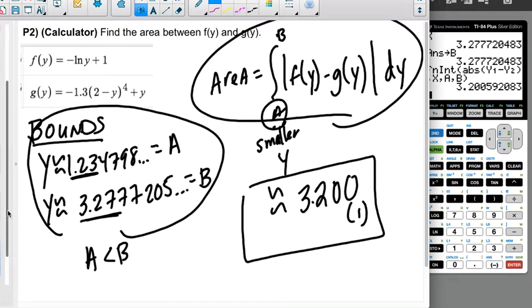The other way to get a negative area is to accidentally do bottom minus top, like do vice versa. But again, with the absolute value, that wouldn't matter, right?